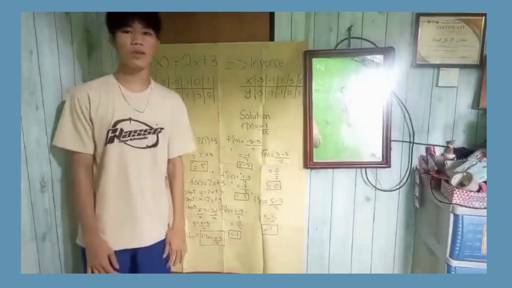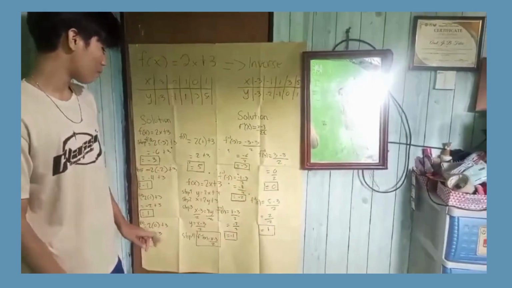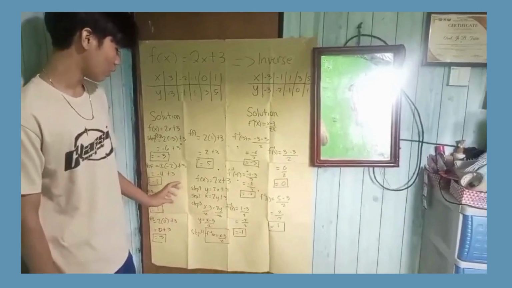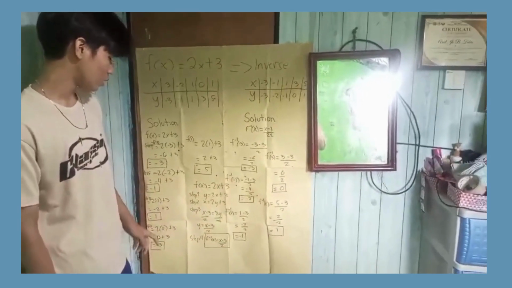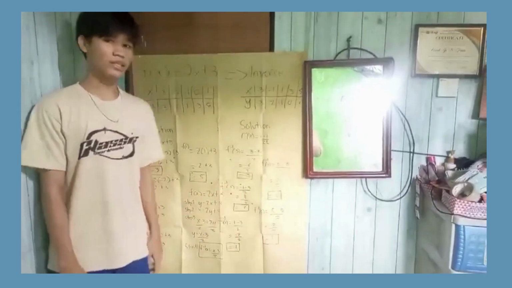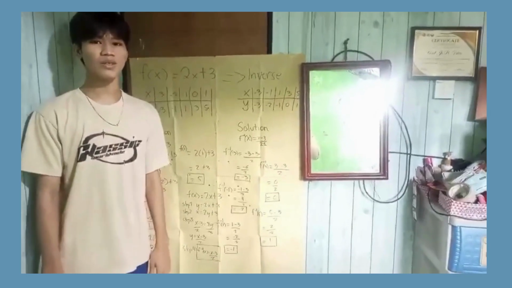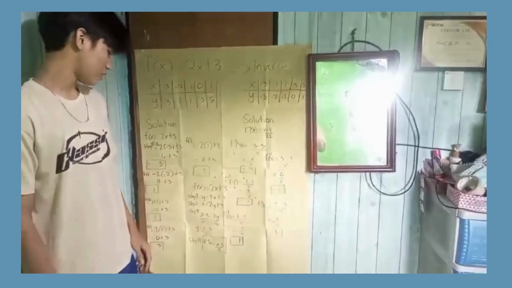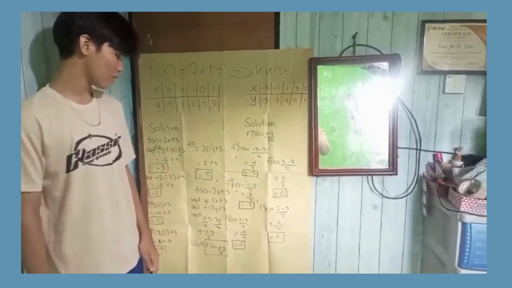Step 3, solve for y. So we have x equals 2y plus 3, x minus 3 equals 2y, divide both sides by 2, y equals x minus 3 over 2. Step 4, we change the y to f raised to negative 1 of x. So we have f raised to negative 1 of x equals x minus 3 over 2.